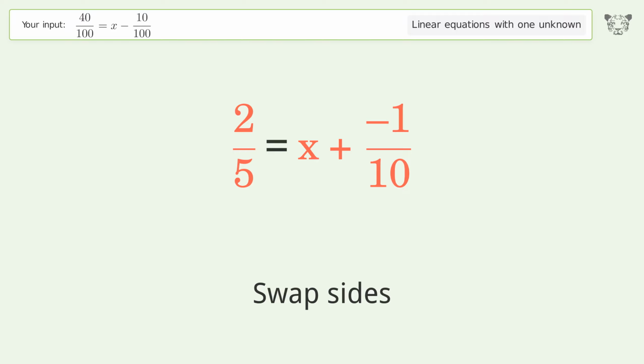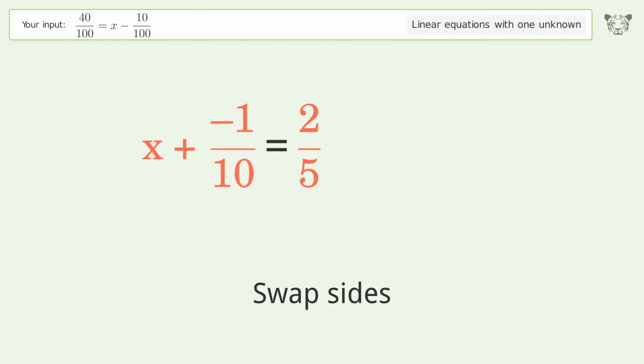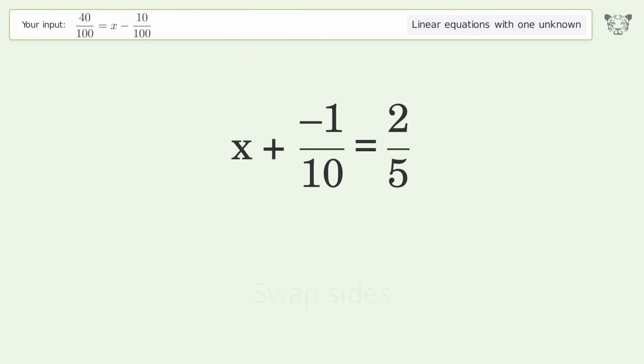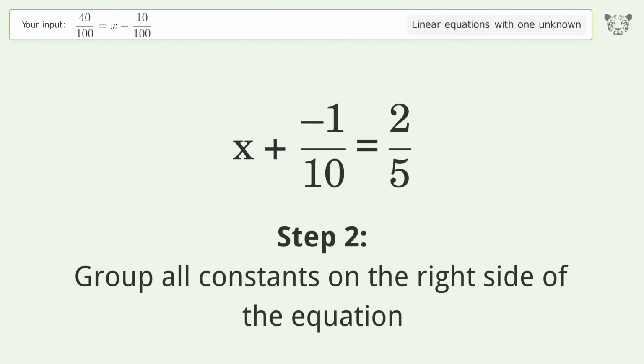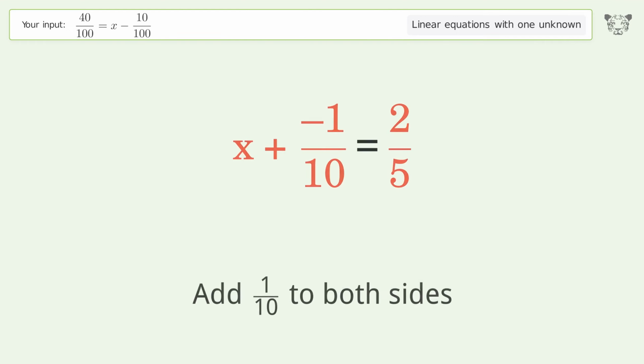Swap sides. Group all constants on the right side of the equation. Add 1 over 10 to both sides.